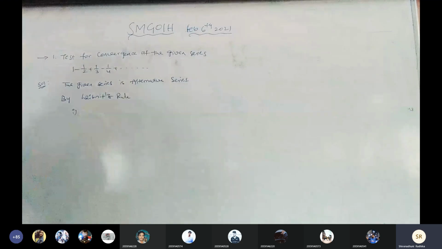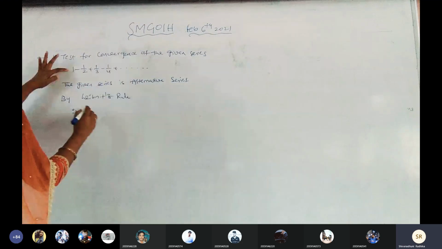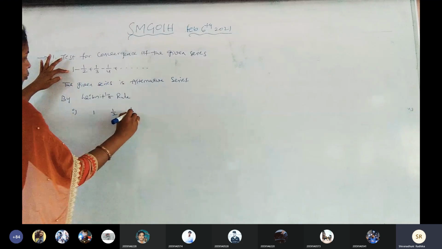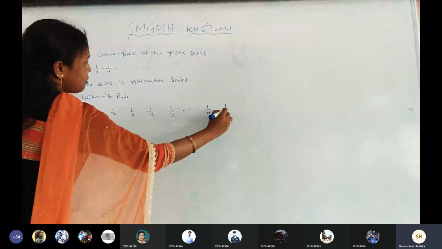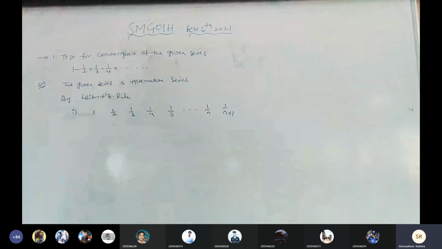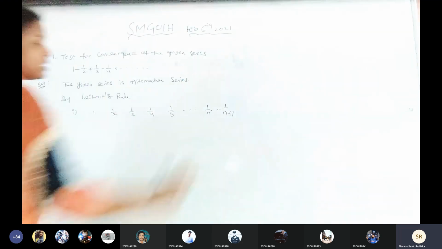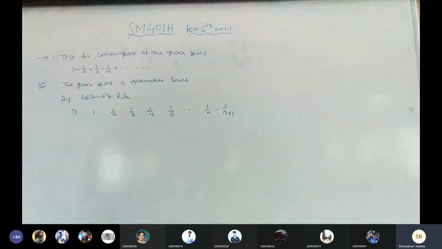What is the first condition? In the given series, each and every preceding term has a greater value compared with the succeeding term. Is it clear? First of all, I am going to write only the terms: 1, 1 by 2, 1 by 3, 1 by 4, 1 by 5, up to 1 by n and 1 by n plus 1. This is the nth term and this is the n plus 1 term. What is the condition of Leibniz first rule? Each preceding value is bigger than the succeeding value.